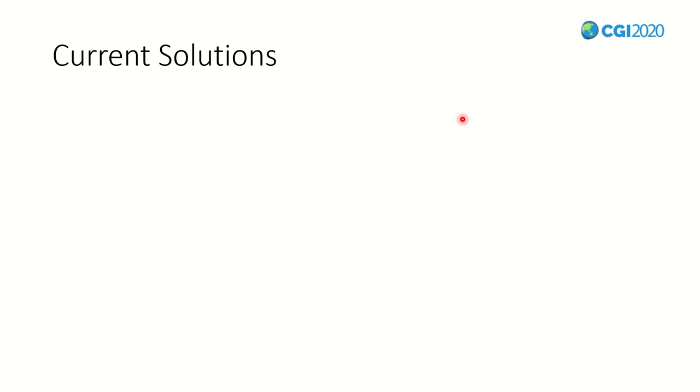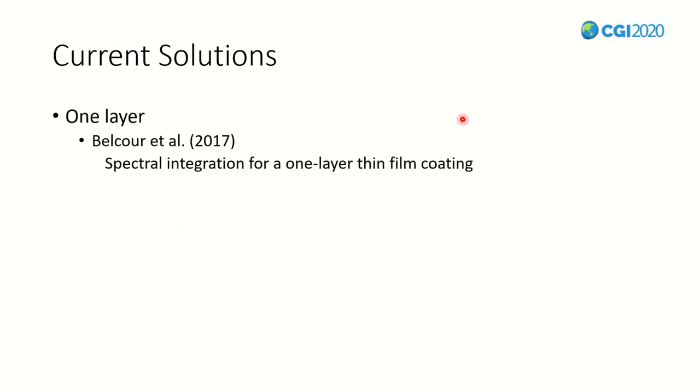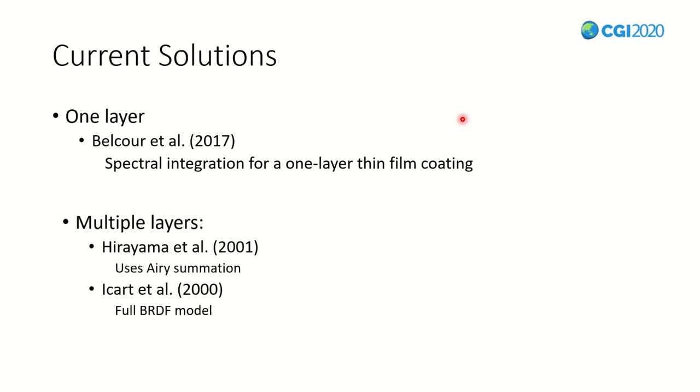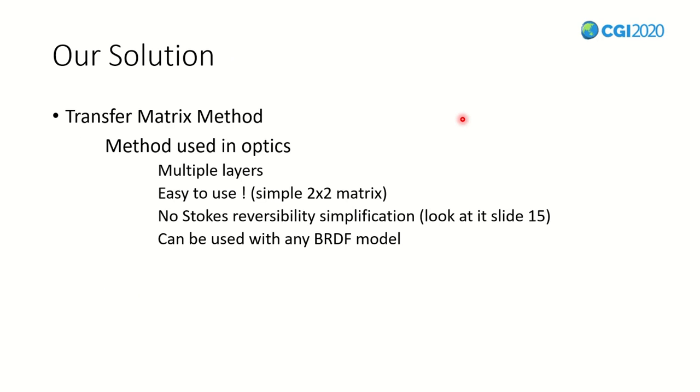So what are the current solutions to model those thin films? Well, for one layer, Belcour et al. offer a very nice spectral integration in order to be able to render one layer thin films in real time. For multiple layers, there are two main works, one by Hirayama et al., which use the Airy summation, which is a bit cumbersome to use, and they make several simplifications that we don't make. And Ikar et al. derive a full BRDF model for a stack of thin films by solving the Fresnel diffraction equation in those thin films.